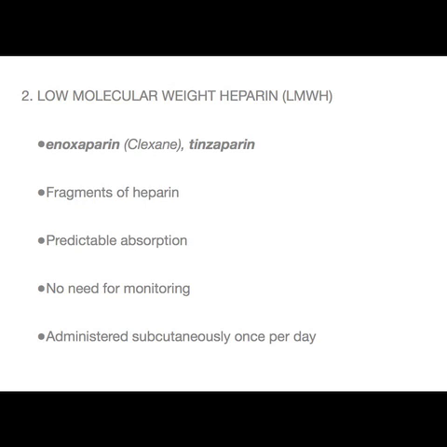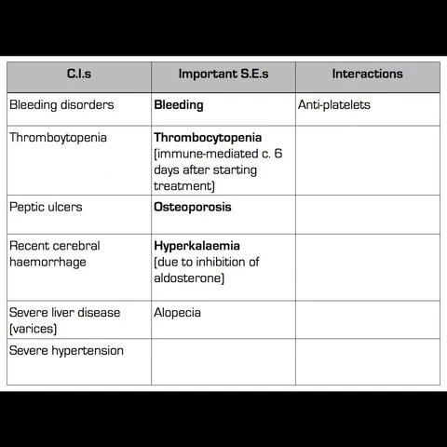In terms of low molecular weight heparin, you probably would have seen this used on the wards already, and examples include enoxaparin, or to use the trade name Clexane, and tinzaparin. These are fragments of heparin that usually have a molecular weight between 4,000 and 15,000. They have a more predictable absorption, and thus there is no need for monitoring, and they are also administered subcutaneously, usually once per day.